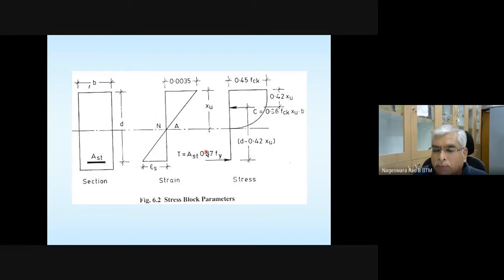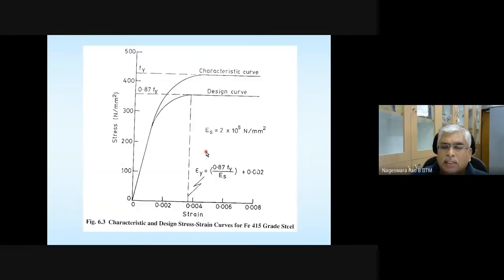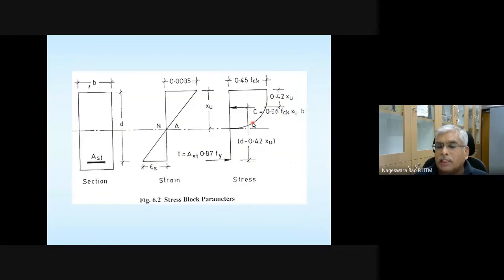Tensile force is straightforward, because if you see the stress strain diagram for steel, for any strain exceeding the value 0.87 Fy divided by ES plus 0.002, the stress value is 0.87 Fy. So the tensile force is the stress in steel, 0.87 Fy, multiplied by the area of steel.